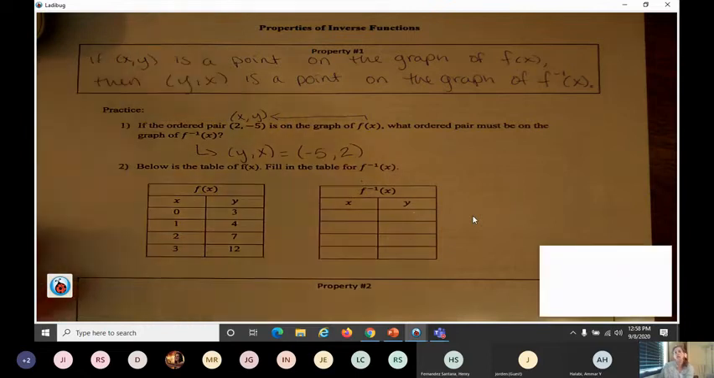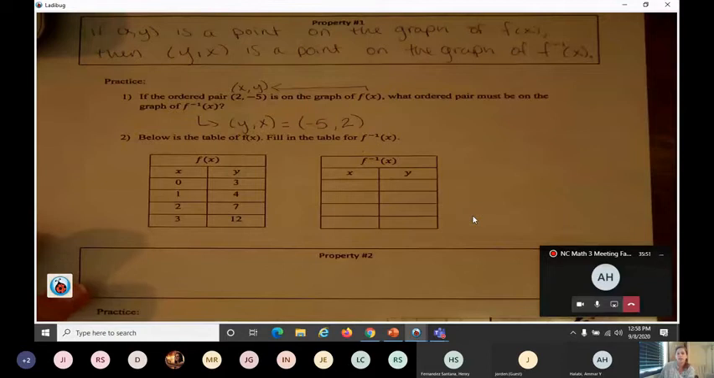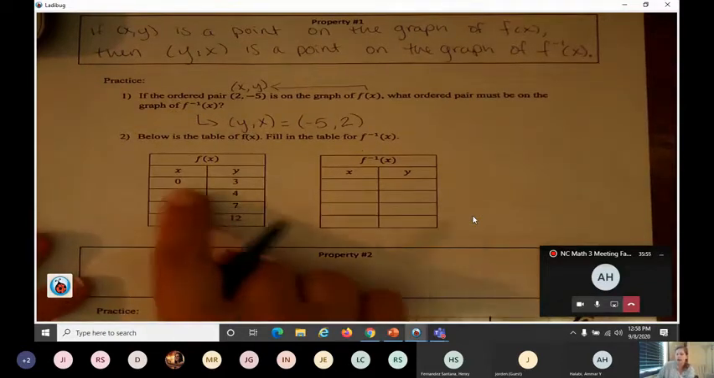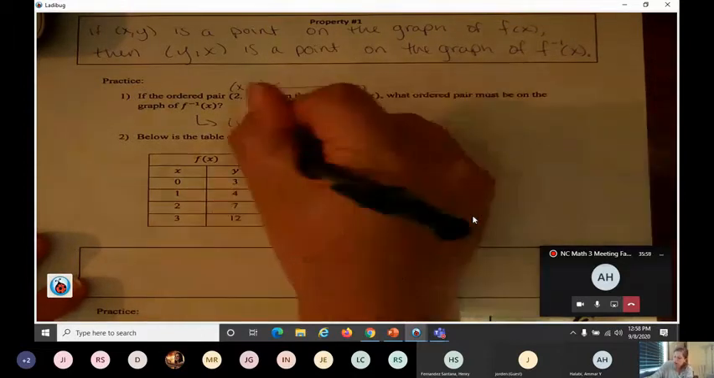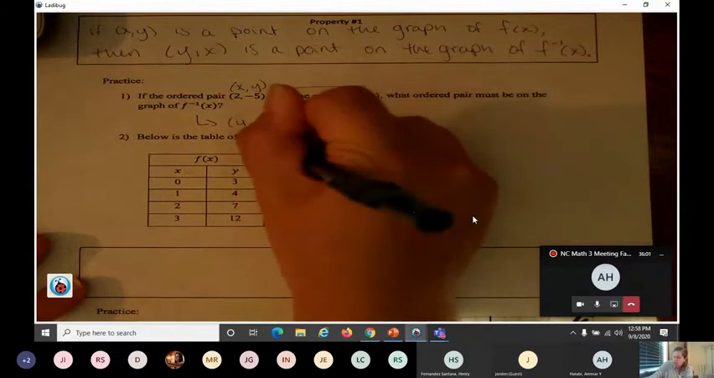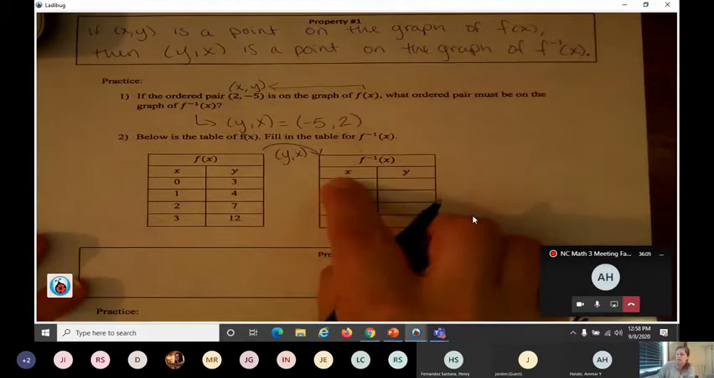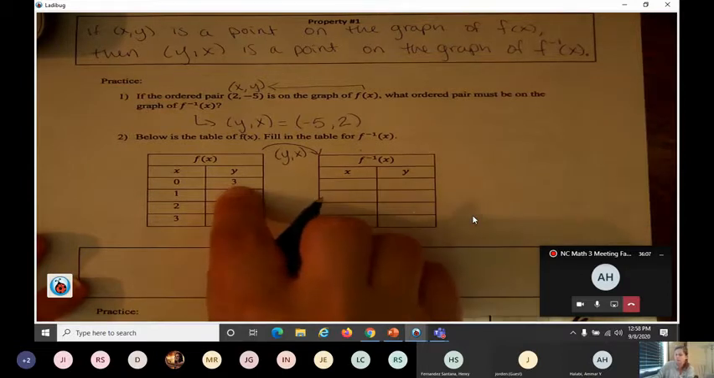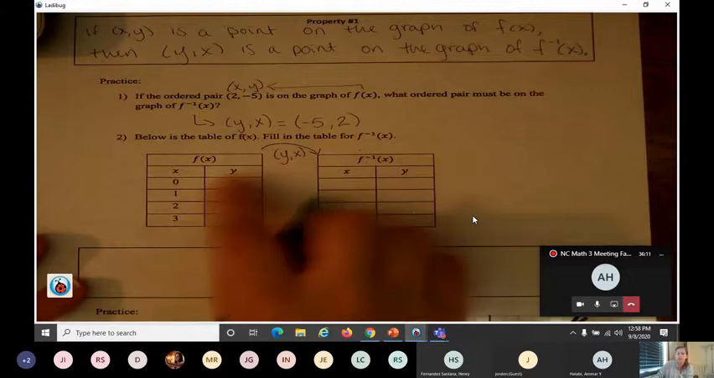All right, and number 2, it says below is the table of f of x. Fill in the table for f inverse. So here we have x, y points. To get to our inverse points, we flip them y comma x so that our new x's become the y's of the old one, and our new y's become the x's of the first one.